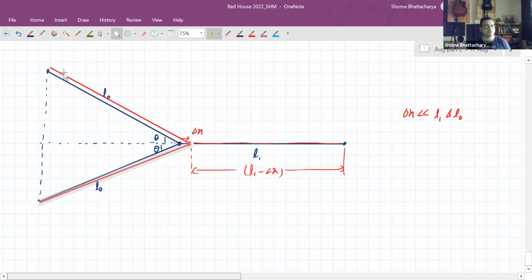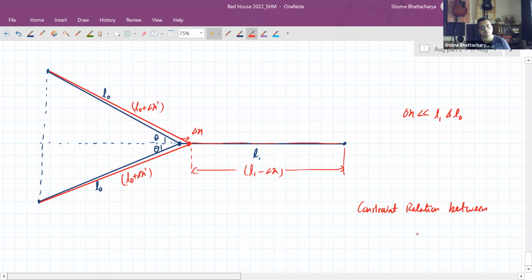Because these two are fixed points, where the springs are attached to the wall, this one is becoming L0 plus, let's say, delta x prime. And this is also becoming L0 plus delta x prime. So we need to understand that there is some kind of a relation. What is the constraint relation between delta x prime and delta x? That we need to understand.